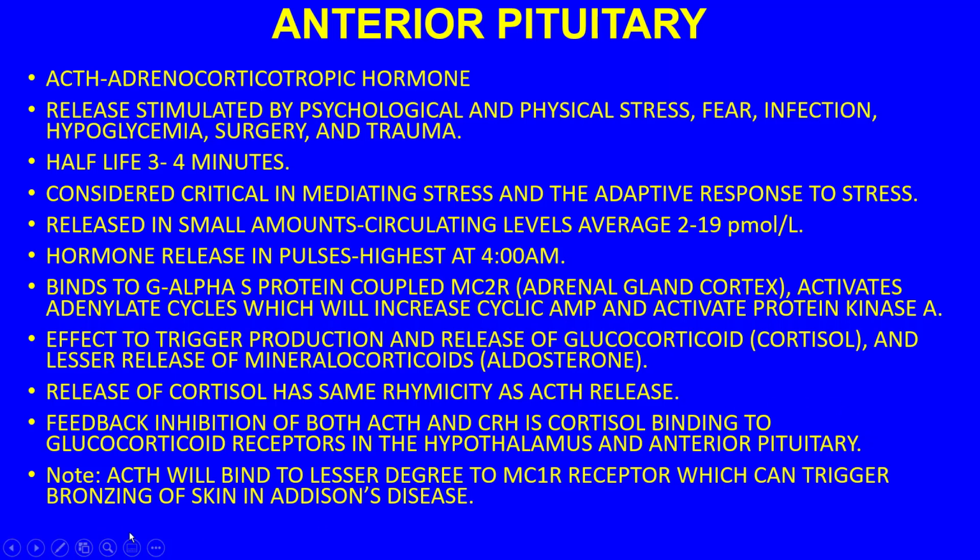Now, it's also interesting to note, ACTH will bind to a lesser degree to the MC1R receptor. This is the melanocyte stimulating hormone receptor that is located on melanocytes. This can still cause the production of melanin granules, and it can trigger a bronzing of the skin in Addison's disease. Now, I don't want to jump too far ahead in Addison's disease, but to give you just a pointer, Addison's disease is when you have no production of cortisol, but you've got a tremendous quantity of ACTH being present.